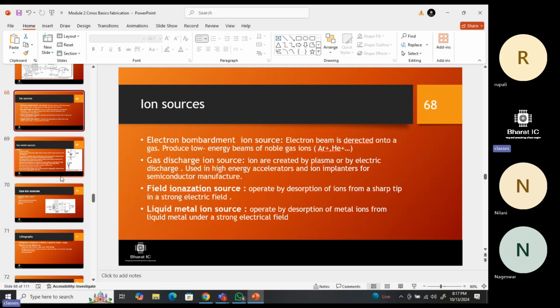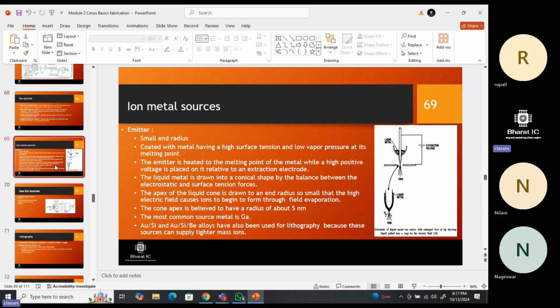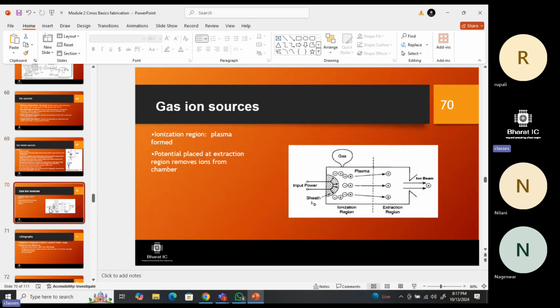Now we will be going to the metal ions. What is the significance of the metal ion? What is the significance of the gas ion? Then how they are being used.